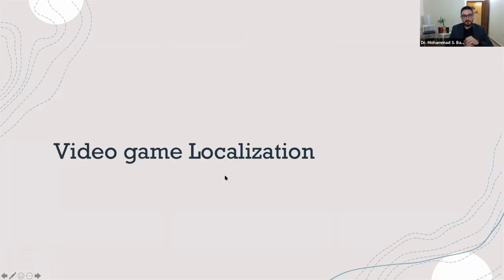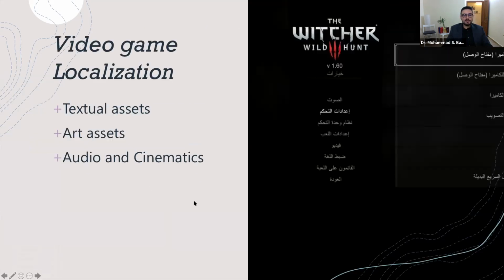Now let's move to the third type of localization, which is called video game localization. It is one of the most complicated localization endeavors. Video game localization includes at least 3 different levels. We have partial localization, full localization, and of course we have the zero localization that we mentioned.